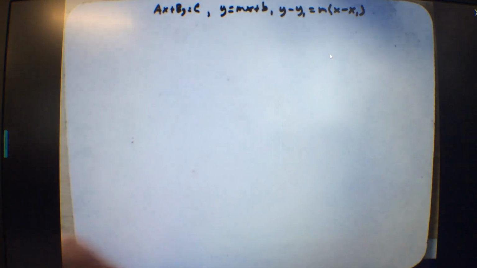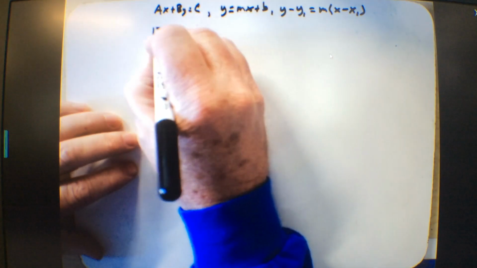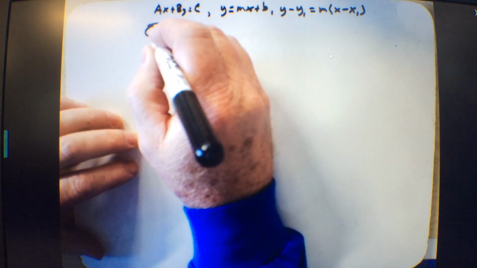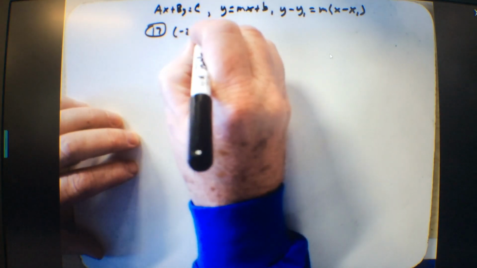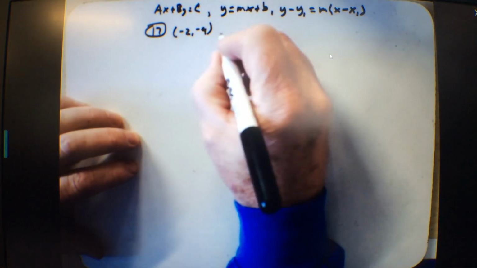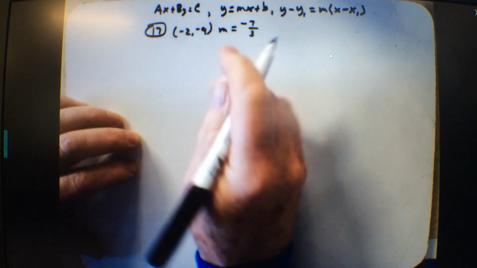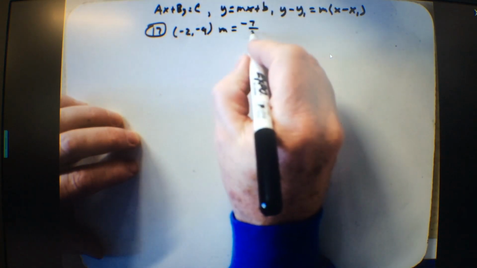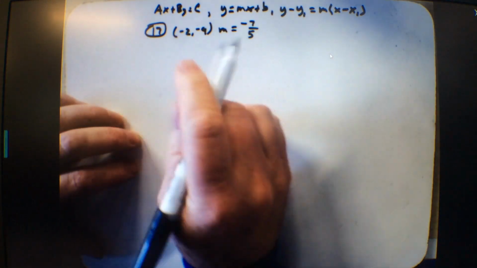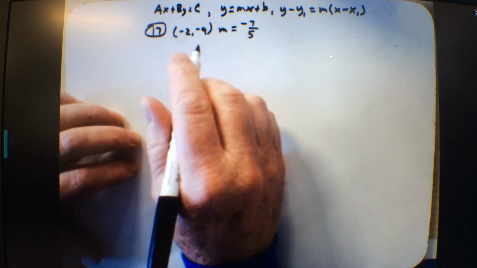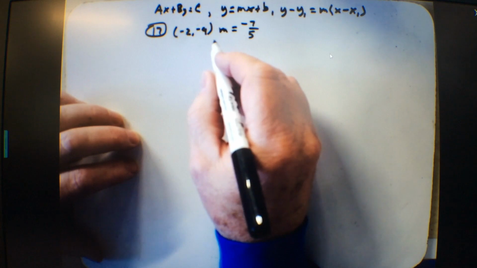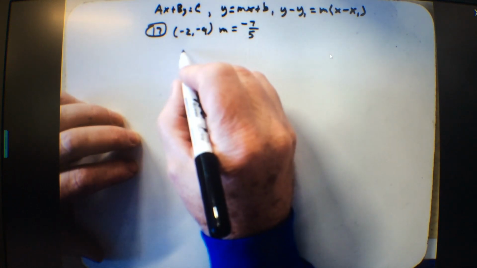All right. So the first set of problems that we had was basically, if we look at number 17, it said given a point (-2, -9), correct? And then the slope was -7/5. Oh, thank you, 7/5. So it wants you to write it in slope-intercept form, then it wanted you to graph it, correct?